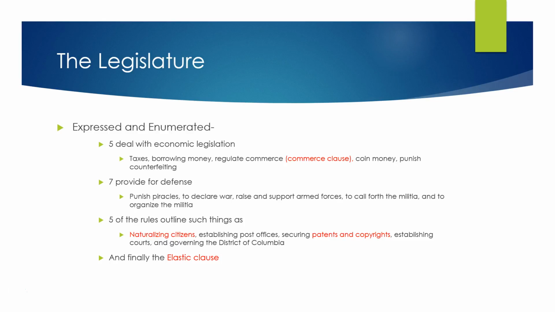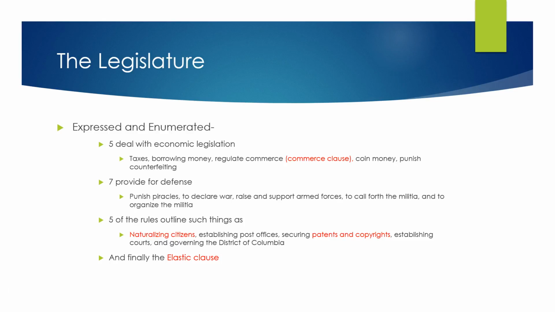You have the idea of establishing post offices, securing patents and copyrights. Patents are granted to those who invent products, and copyrights are granted to those who create some sort of intellectual property or write a book or something of that nature. They have the ability to establish the courts, and they get to govern the District of Columbia.